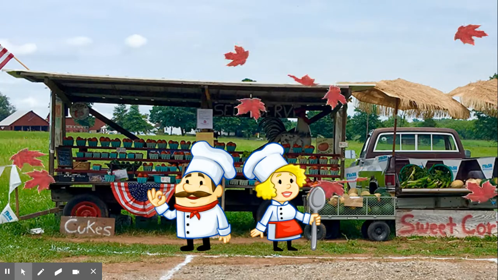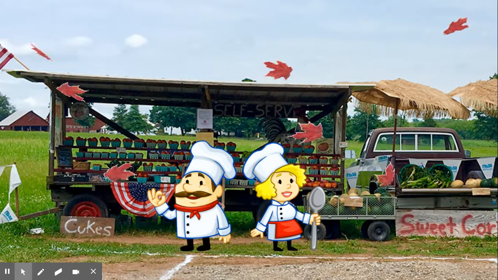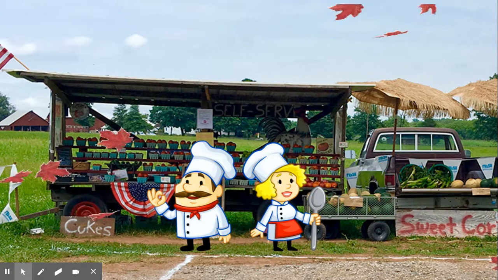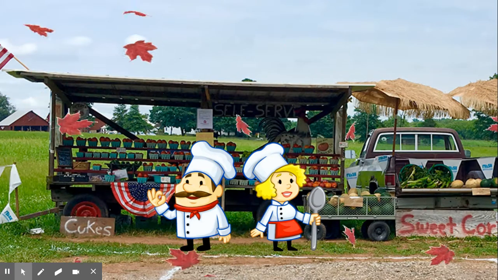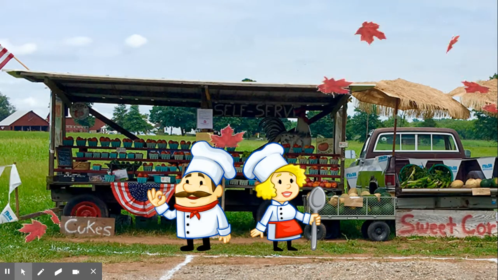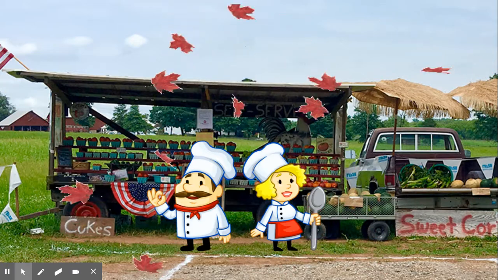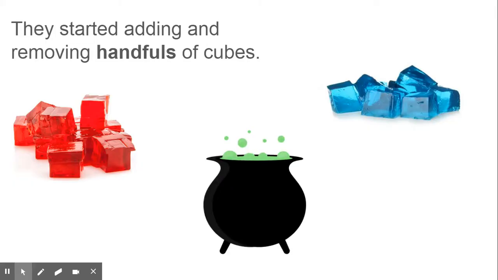Fall is busy season for the chefs. Orders for their soup are just through the roof. They're so busy and they're working long hours that they can't take it anymore. They decided they need to be able to make the soup more quickly. They agreed that they could add handfuls of cubes or remove handfuls of cubes to change the temperature of the soup more quickly. They've agreed that they'll add handfuls at a time and always put the same number of cubes in each handful so they don't lose track of how much they've put in.